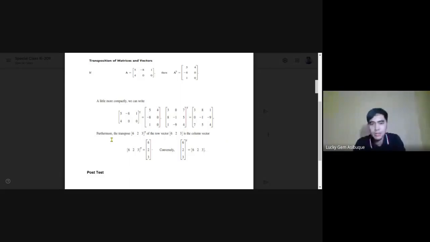So, furthermore, the transpose of the row vector 6 2 3 is the column vector. So, naging column vector na siya. Okay? Kasi row vector, naging column vector. Then, conversely, gano'n din. Kapag column, naging row vector na siya.